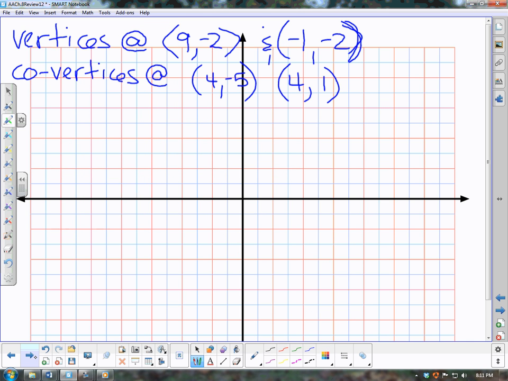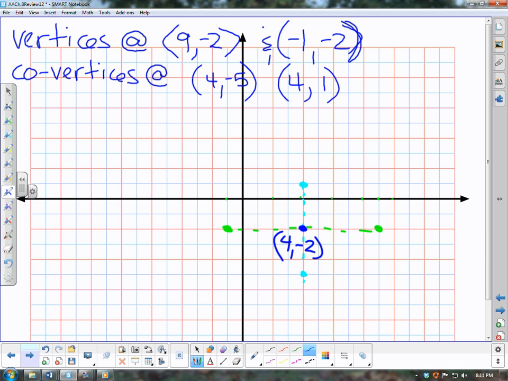All right, now we have vertices at 9, -2 and -1, -2. And co-vertices at 4, -5, and 4, 1. So now if we connect those, and we connect these, the center is right there, which is at 4, -2.